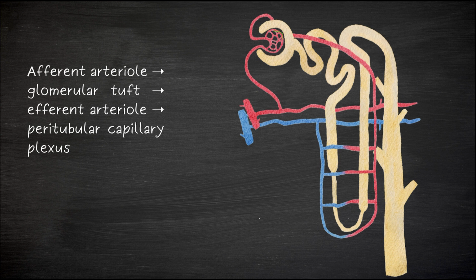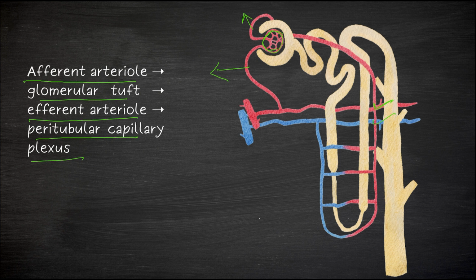So now you can see these are the glomeruli. This one is the afferent arteriole. The afferent arteriole forms the glomerular tuft. Then from that, this one will be the efferent arteriole. And this capillary network you can see here is called the peritubular capillary plexus.